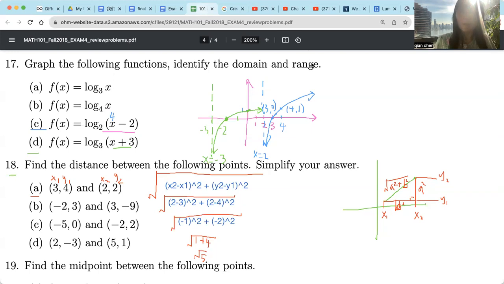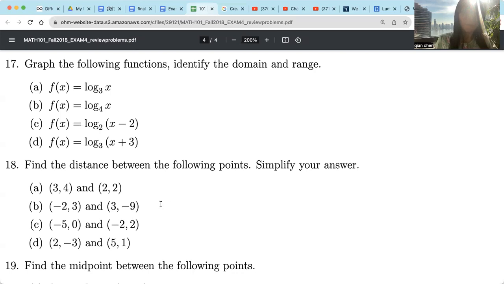So similarly, let's do for B. We have -9. It doesn't really matter which point you call first one, which point you call second one, but you have to be consistent. If you call -2 to be x1, then y1 has to be 3, okay? So -9 minus 3 squared plus 3 minus -2 squared. When we subtract negative numbers, we have to be very careful because subtracting a negative becomes positive. Then we square root.